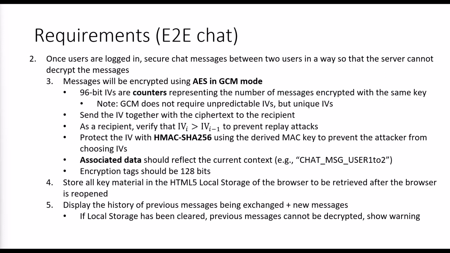Next, messages should be encrypted using AES in GCM mode. GCM mode actually takes a 96-bit initialization vector, and this initialization vector does not need to be unpredictable. Okay, we talked about the fact that IVs should be random. In GCM, the randomness is not a required property. However, IVs should be unique. They should be nonce, number used only once. So effectively using a random IV solves this problem with a small probability of collision.